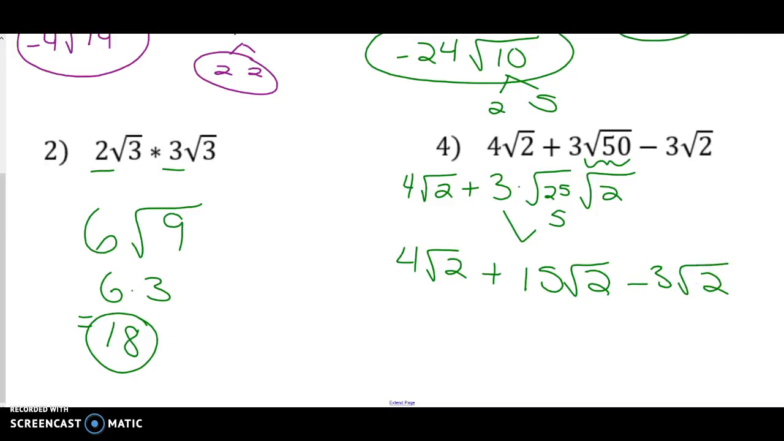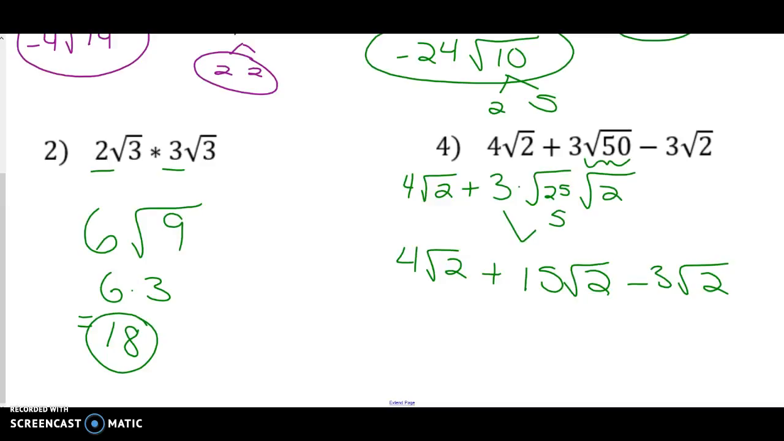And now what do we notice about all 3 terms? They all have the exact same square root. So this is kind of like 4x plus 15x minus 3x. Where I have 4 watermelons, and then someone gives me 15 more watermelons, and then I eat 3 of those watermelons in one sitting. Dang, Bet. Mr. I do love watermelons.